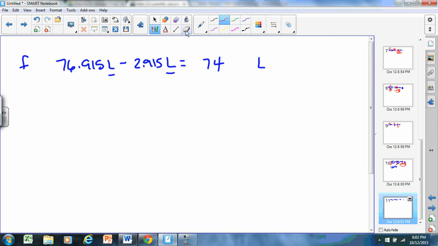Why? Because when you add and subtract, you count decimal places. This has 3 decimal places. This has 3 decimal places. This answer needs to have 3 decimal places. So I need to do this. Now, people, this drives me crazy. It drives you crazy. I need to say this.